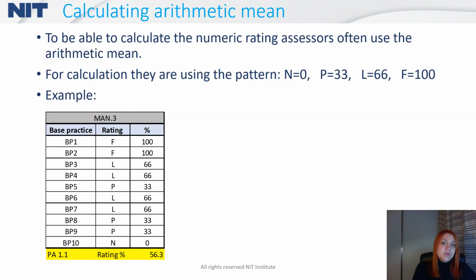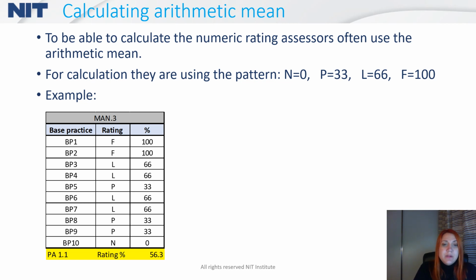How are we coming to those percentages? Basically, in order to see the numerical ratings, assessors often use the arithmetic mean. For the calculation, they use the pattern that N is 0, P is 33, L is 66, and F is 100. It means that it is basically already the half of the scale for all of them.